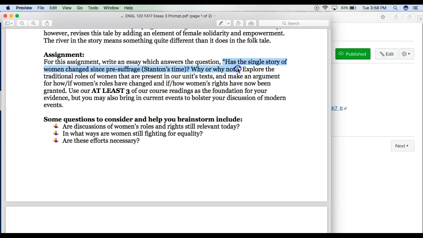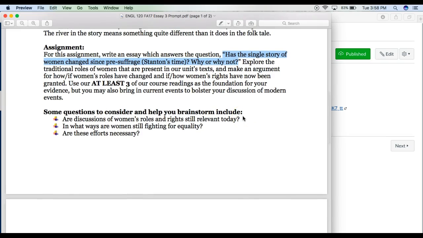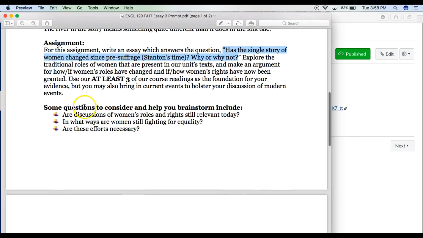So, basically for this essay, this is the question that you're going to be answering. Has the single story of women changed since pre-suffrage when Stanton was writing? Why or why not? So your answer to this question will become your thesis statement, all right? So these are just some questions here to help you generate some material. Are discussions of women's roles and rights still relevant today? In what ways are women still fighting for equality? And are these efforts necessary? Okay, so these are some questions that you can use to generate material, like I said, but again, this is the question that you are answering in your essay.